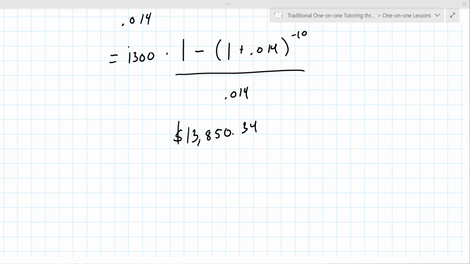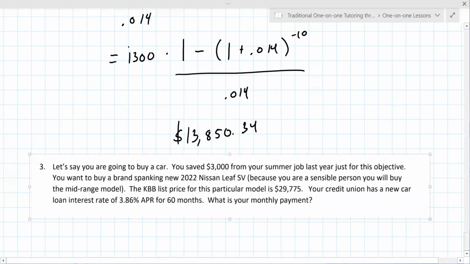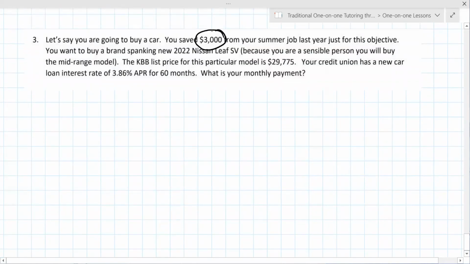Okay, number 3 is a payment. You're calculating monthly payments on this. All right, so you're going to buy a car and you have a $3,000 down payment and you want to buy a $29,775 car. So your down payment deducts from that. So you're financing $26,775 and you have an APR of 0.0386 and you're doing this for 60 months.